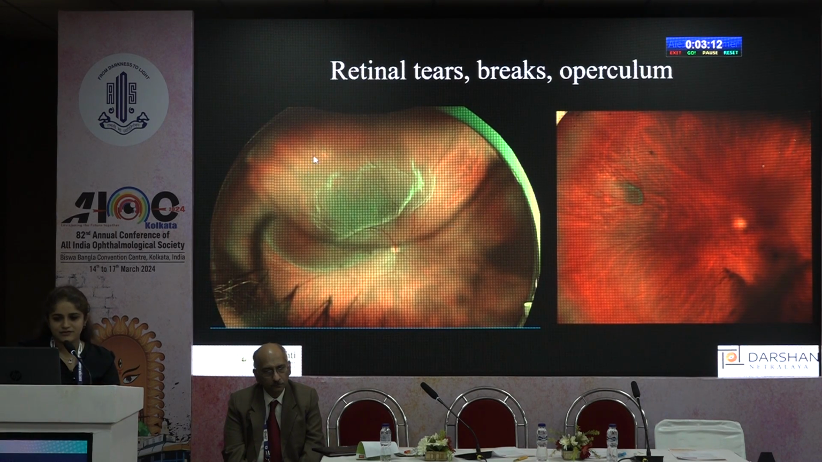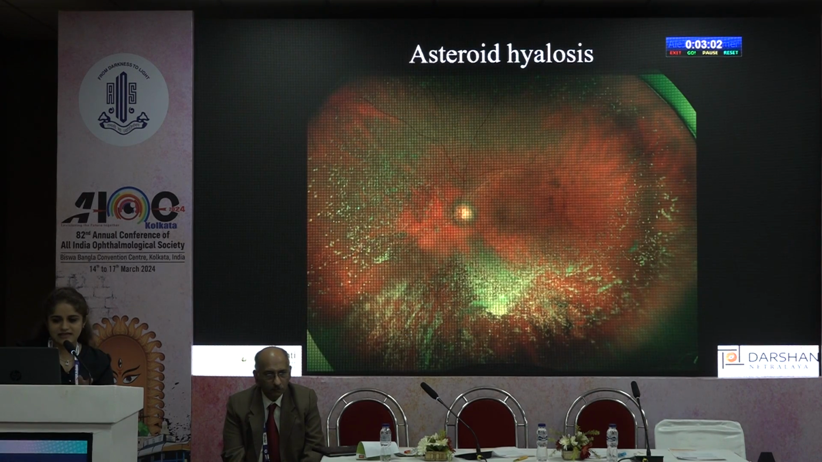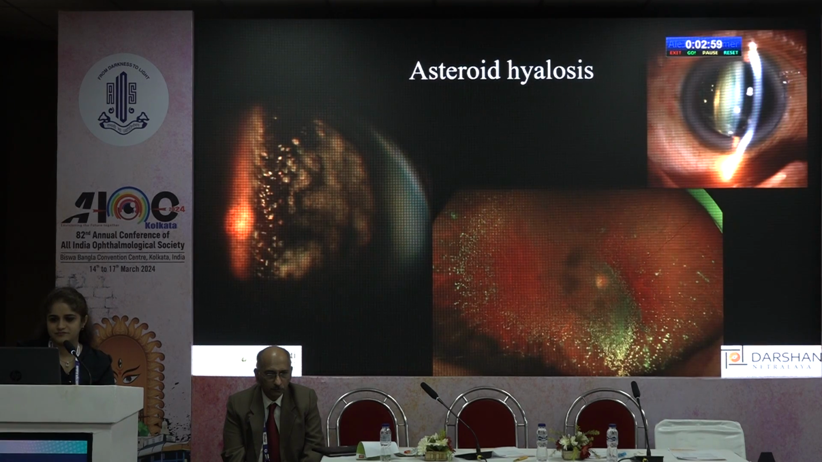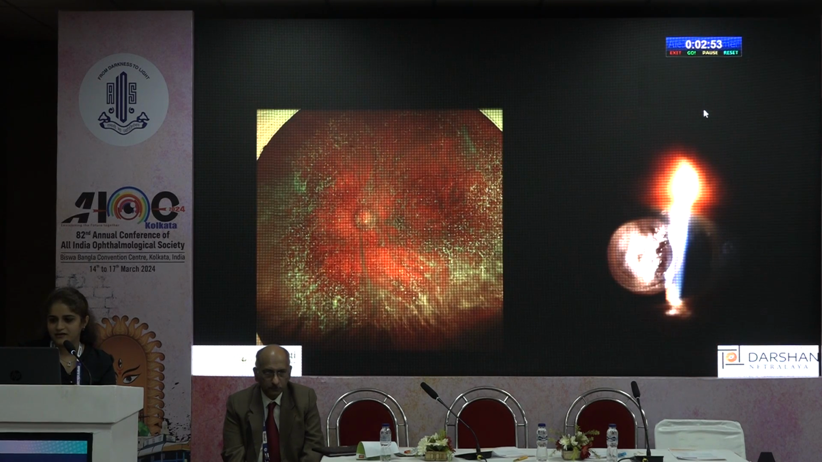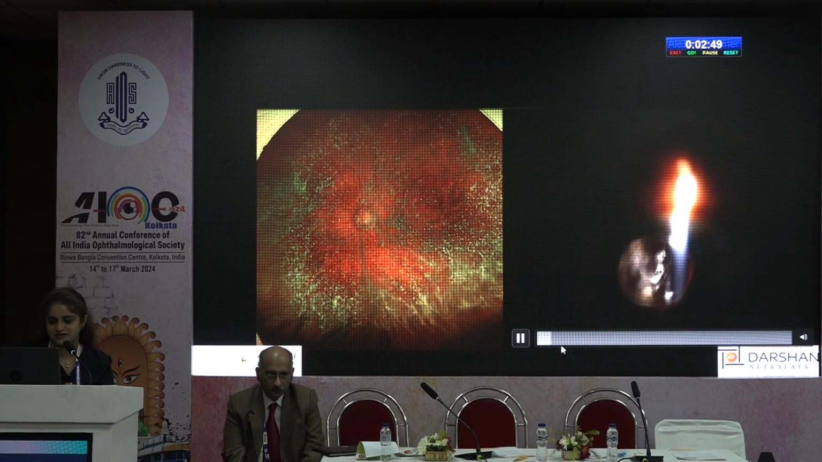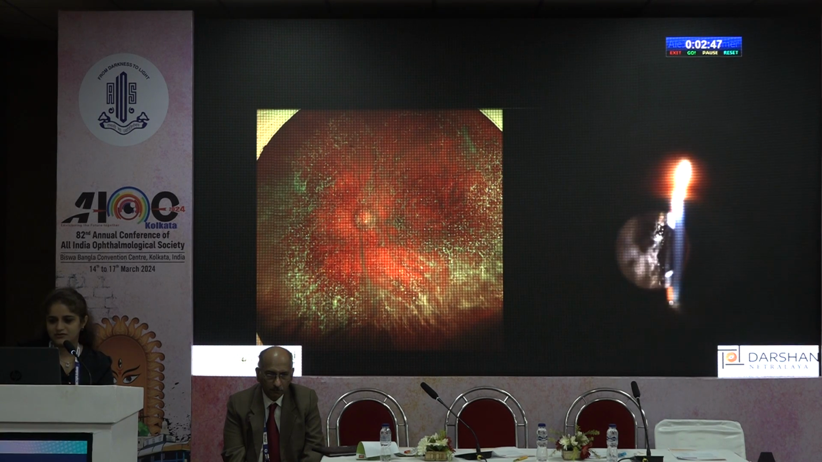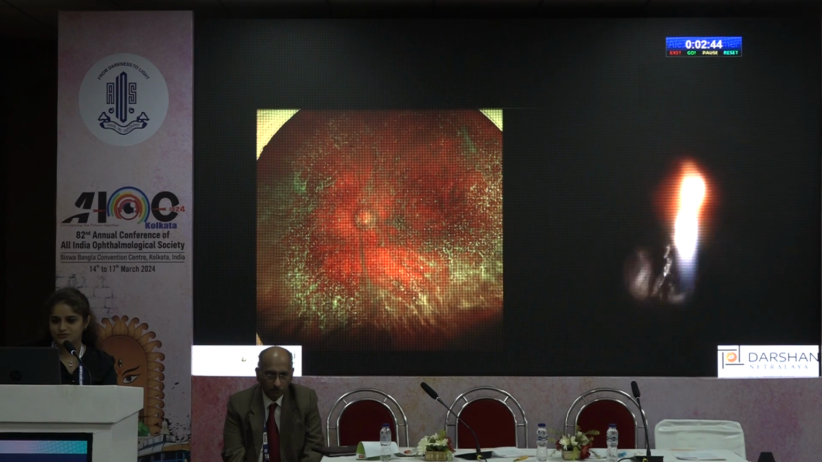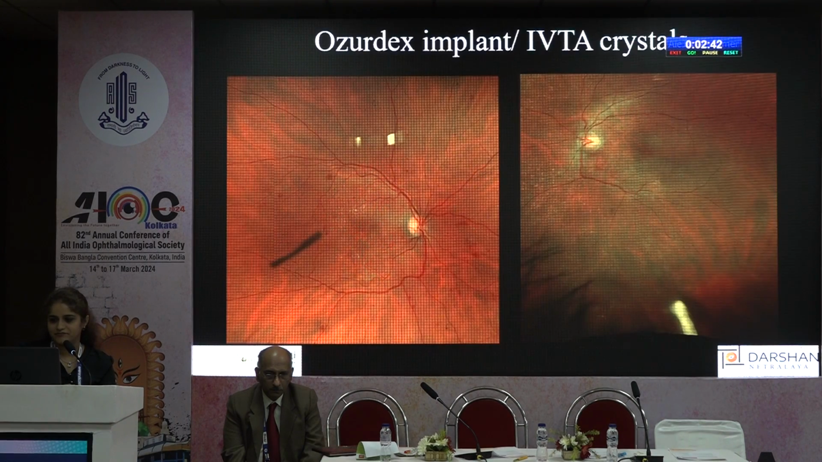So this is a picture of a retinal tear with a detachment, which I think subsequently Ashish sir is going to cover. This is an operculum. This is asteroid hyalosis. Here it is significant enough, and on slit lamp examination also you can appreciate the same. Here we've taken a video on slit lamp to show how that movement is seen. So during your slit lamp examination, you should have an eye out for it.